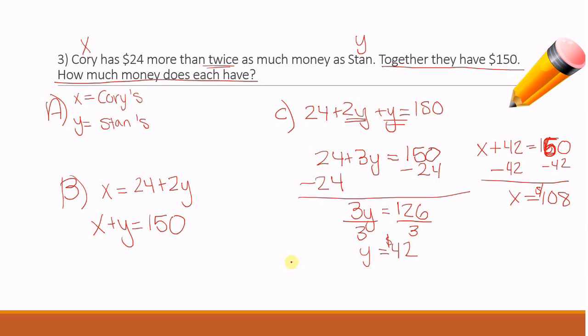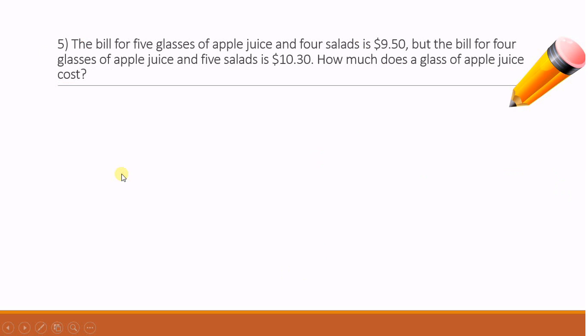$108. Now, this doesn't make any sense by itself. X equals 108 and Y equals 42. So this is when that statement of answer is going to become very important. X equals Corey, so we know Corey has $108 and Stan has $42. That's exactly what they're asking. It's best to put it in actual words for the answer, just so we have an actual answer that makes sense.